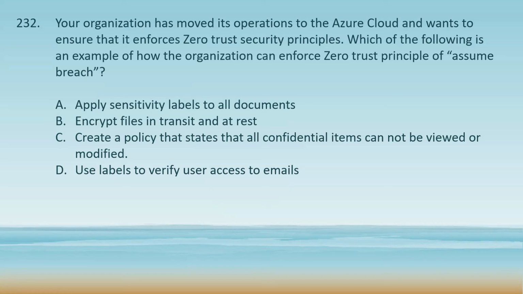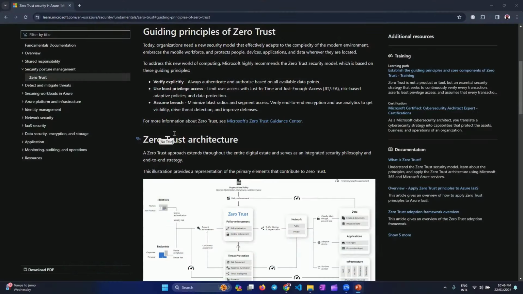So folks, before you can answer this question, let's first understand what assume breach principle of zero trust means. To address this new world of computing, Microsoft highly recommends the zero trust security model, which is based on three guiding principles. The first one is verify explicitly, always authenticate and authorize based on all available data points. Use least privilege access. This is what you would have seen in many questions. Limit user access with just-in-time and just enough access, risk-based adaptive policies, and data protection.